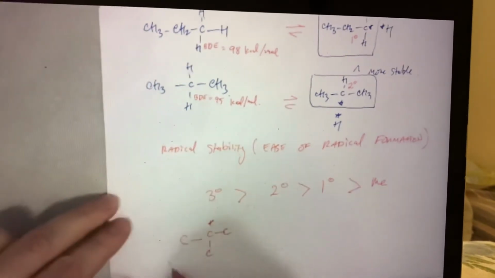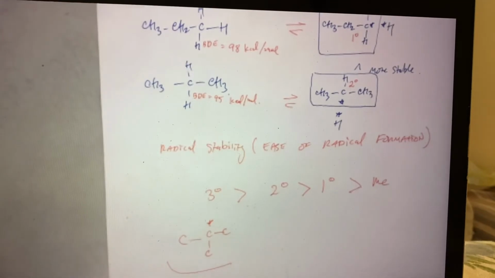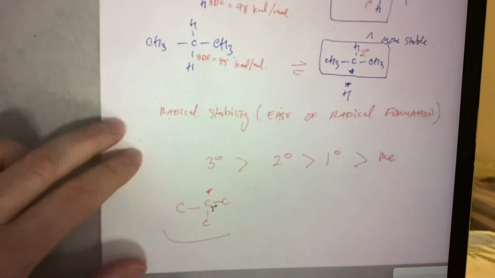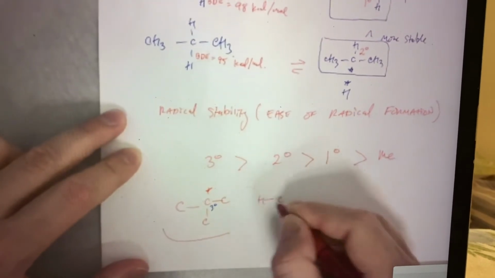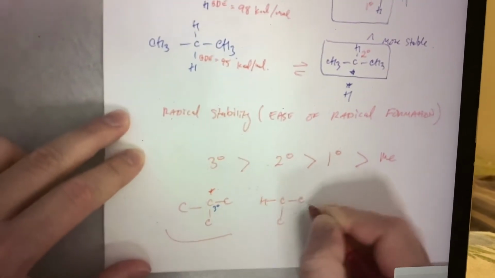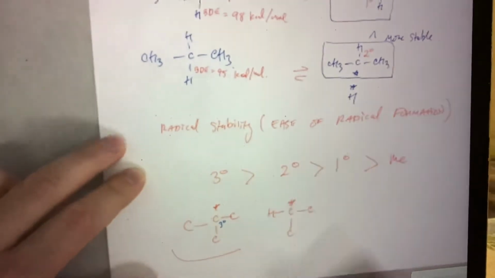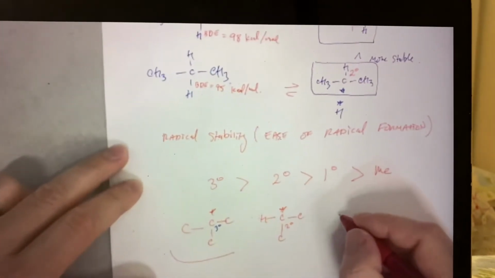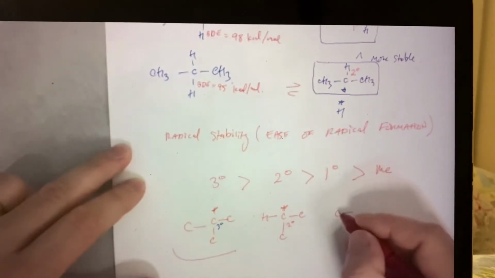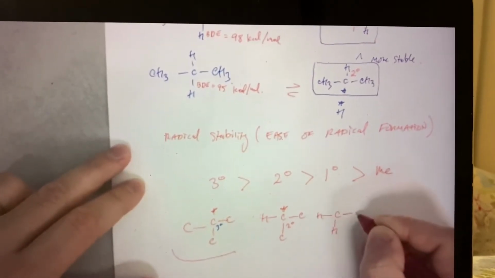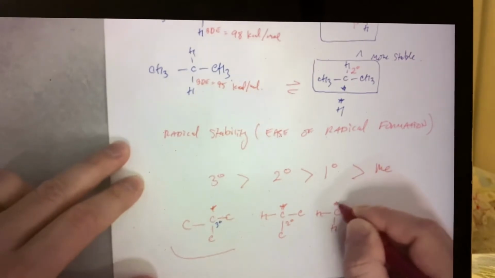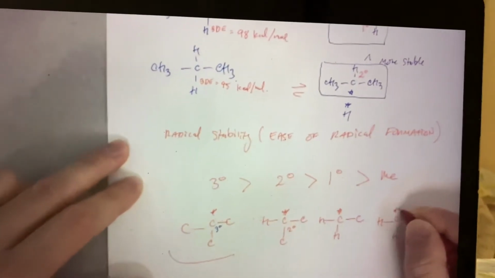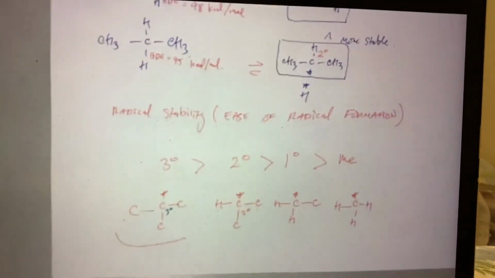Here's a generic tertiary radical. The radical center is at a tertiary carbon. A secondary, well, that carbon will have 2 carbons attached to it and 1 hydrogen. This would be a secondary radical. That's more stable than a primary radical. A primary radical would have 1 carbon attached to it, and a methyl radical has no carbons attached to it. So this is the radical stability trend.